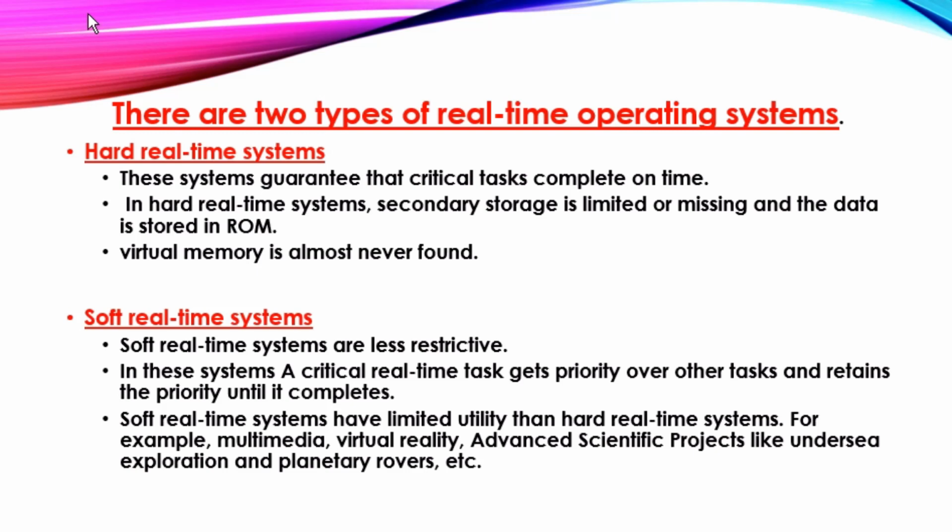Lastly, we have the soft real-time systems. The soft real-time systems are less restrictive. In these systems, a critical real-time task gets priority over other tasks and retains the priority until it completes its execution. Soft real-time systems have limited utility compared to hard real-time systems. Examples include multimedia systems, virtual reality systems, and advanced scientific projects like undersea exploration and planetary rover systems.